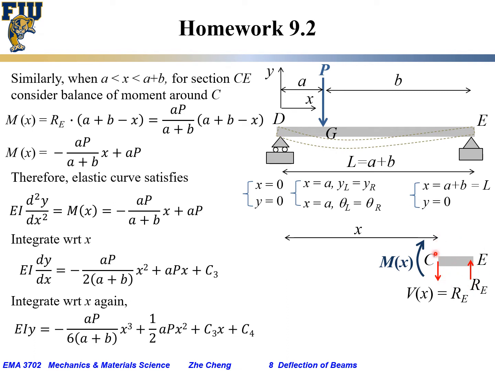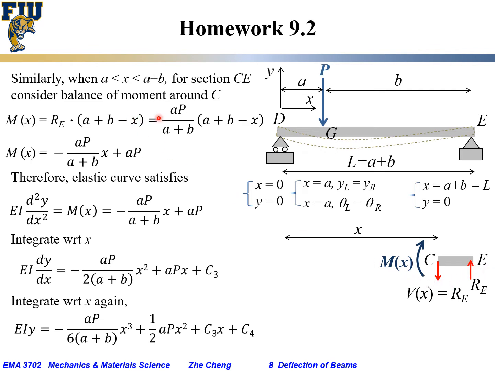As a result, at the C cross section, there must be an internal bending moment mx, which is the same when you look from the other side. Mx is trying to rotate it clockwise. And then let's consider the balance of moment around C. We would have mx trying to rotate it clockwise equals RE trying to rotate it counterclockwise times the distance, this distance, which is a plus b, the total length, minus x.